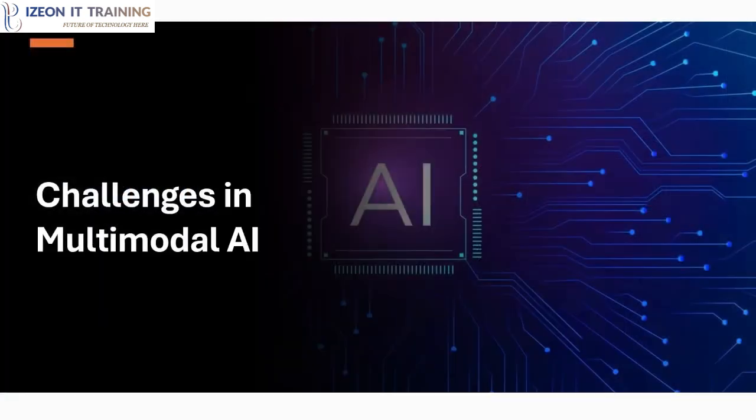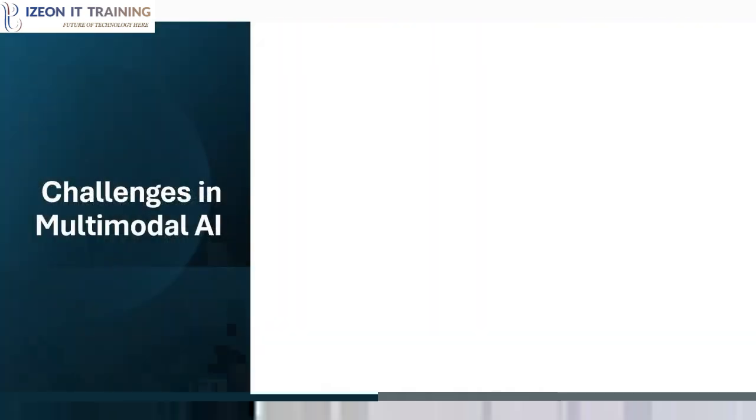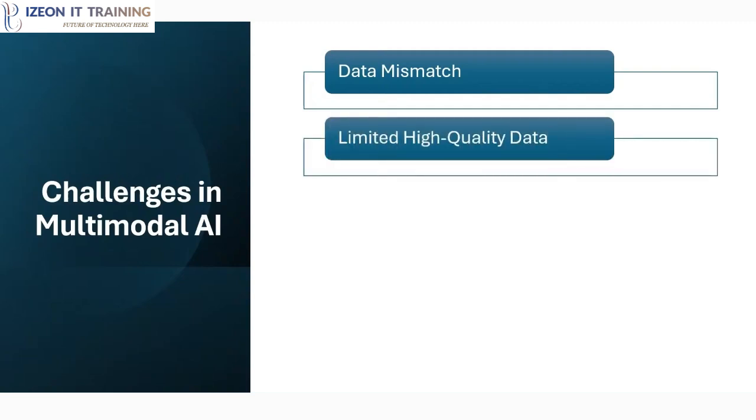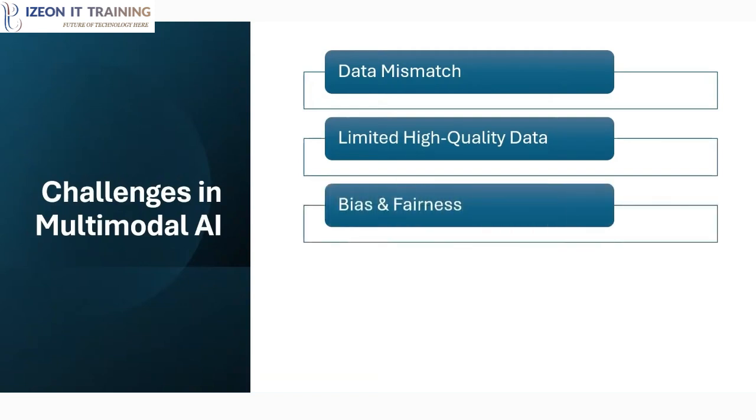So, why is true multimodal AI still hard? It's because of data mismatch. Text is sequential, images are spatial, and audio is temporal. So aligning them perfectly is difficult. Next is limited high-quality data. Billions of image-text pairs exist but have noise and bias. Next, bias and fairness. Models learn cultural and social biases from multimodal data, for example, stereotypes in images and captions.